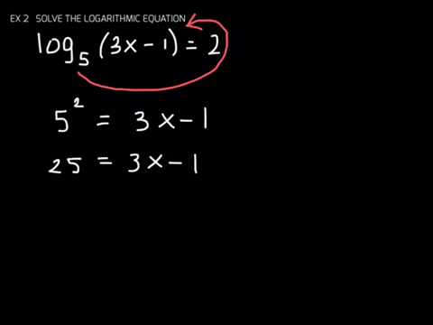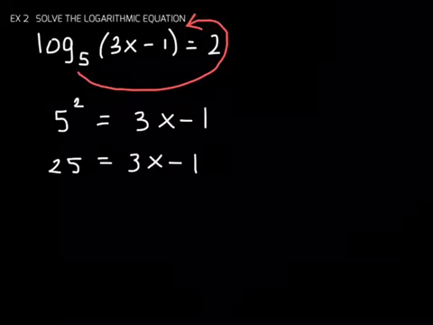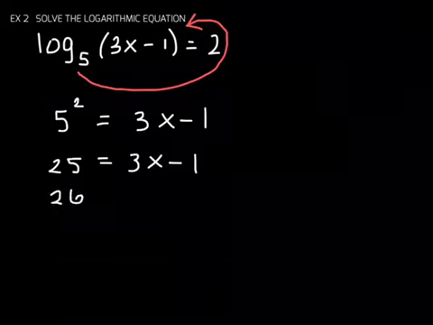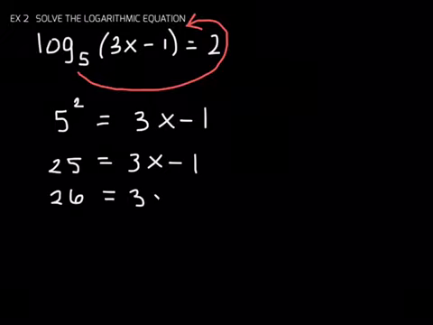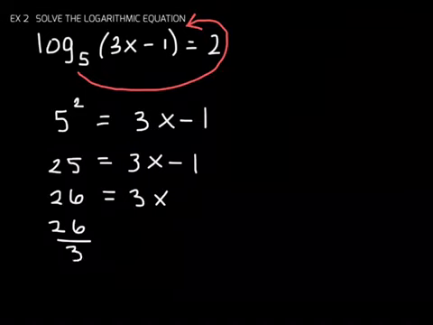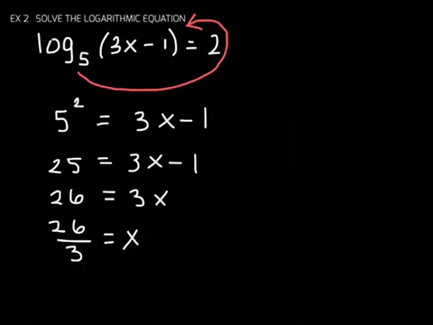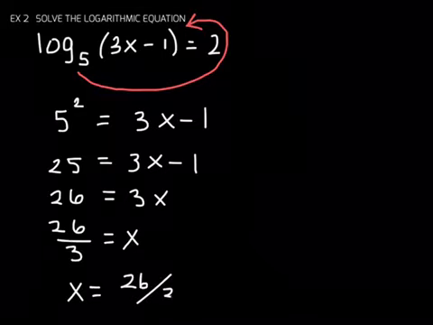And all you have to do is solve this equation now. Add 1 to both sides. You're going to get 26 over there. And divide both sides by 3. So 26 thirds is equal to x. That is to say, x is 26 thirds.